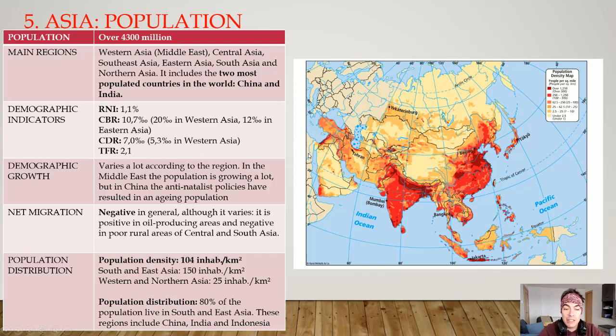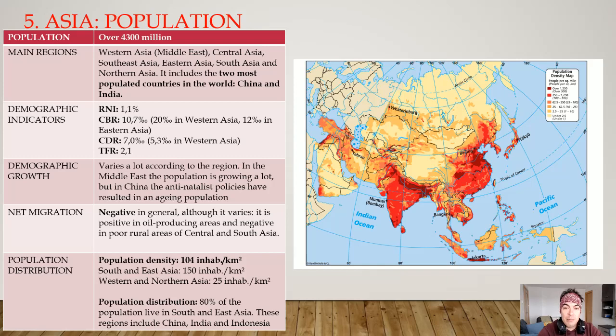So the demographic growth varies a lot according to the region. For example, in the Middle East, the population is growing a lot because they are receiving a lot of migrants. But in Eastern Asia, in China, the antinatalist policies have resulted in an aging population. The antinatalist policy is the one-child policy, established by Mao Zedong, the communist leader who founded the People's Republic of China, in which you could only have one child per family. He did this to try to stop the uncontrolled population growth that China was experiencing.